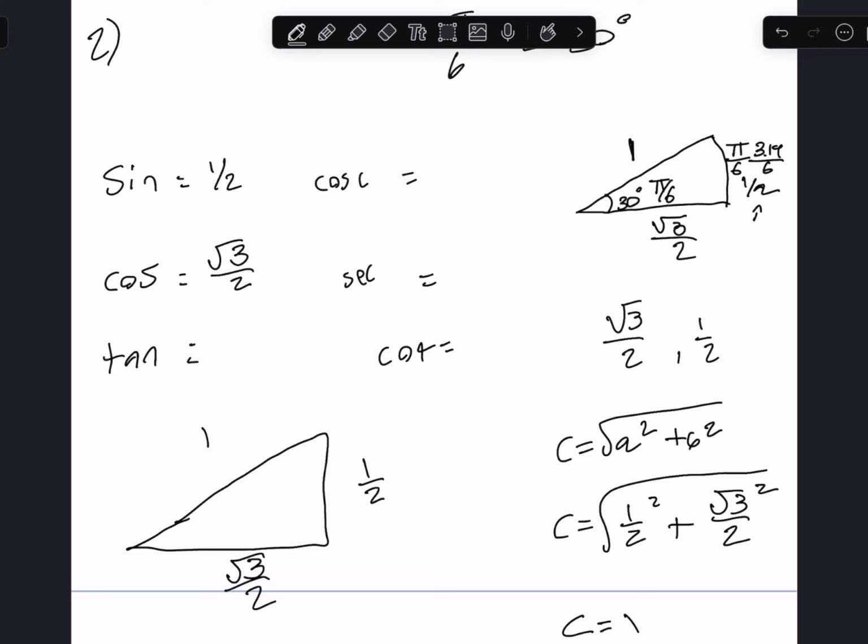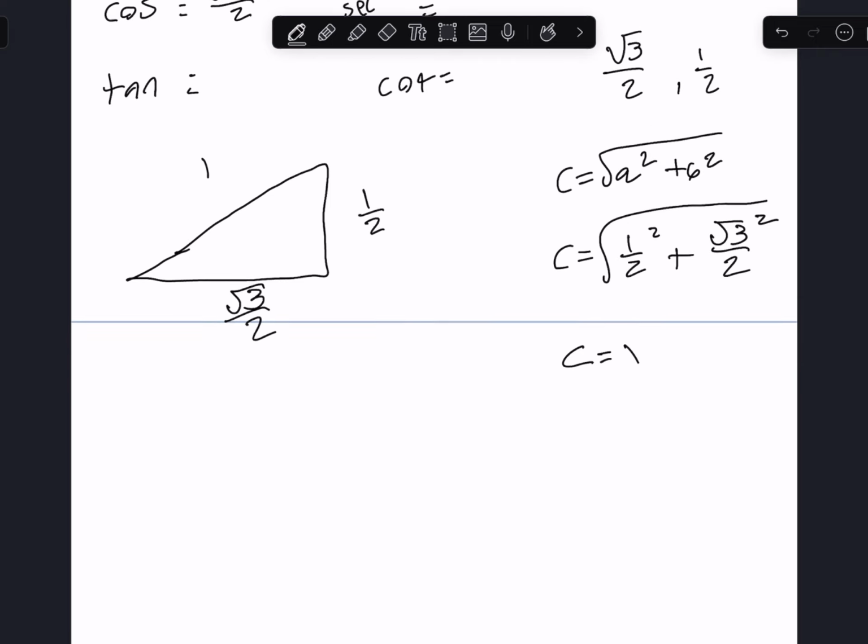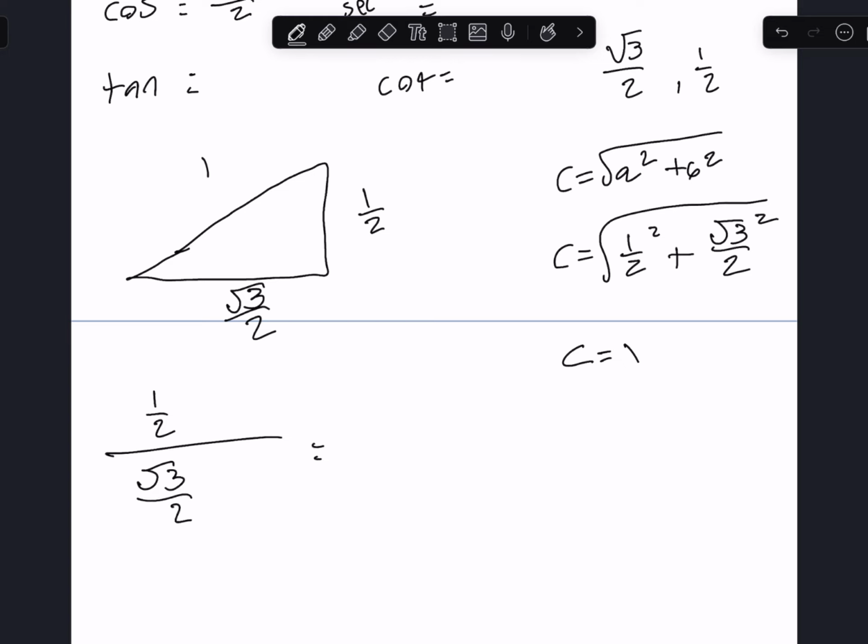Our tangent is opposite over adjacent. So this one's a little trickier. Half over radical 3 over 2, which is equal to half times 2 over radical 3, which is equal to 1 over radical 3.